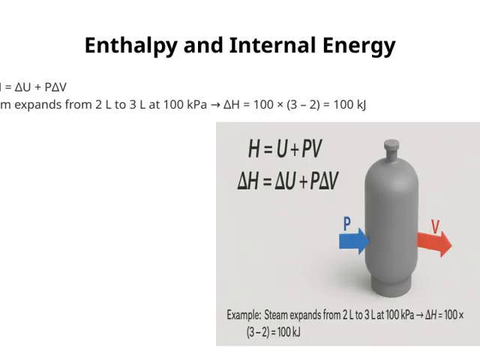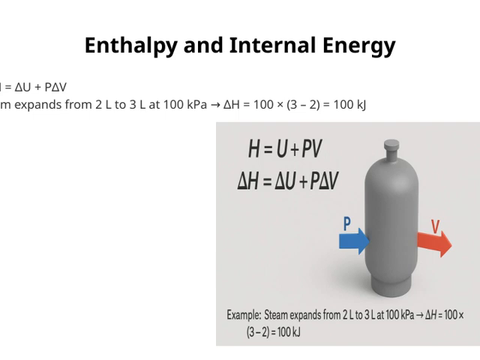Let's take a closer look at enthalpy and internal energy. Enthalpy, denoted as H, is defined as the internal energy U plus the pressure volume work, which is PV. So H equals U plus PV. When we talk about changes, the change in enthalpy, ΔH, equals the change in internal energy, ΔU, plus the work done by pressure volume expansion, which is P times ΔV.